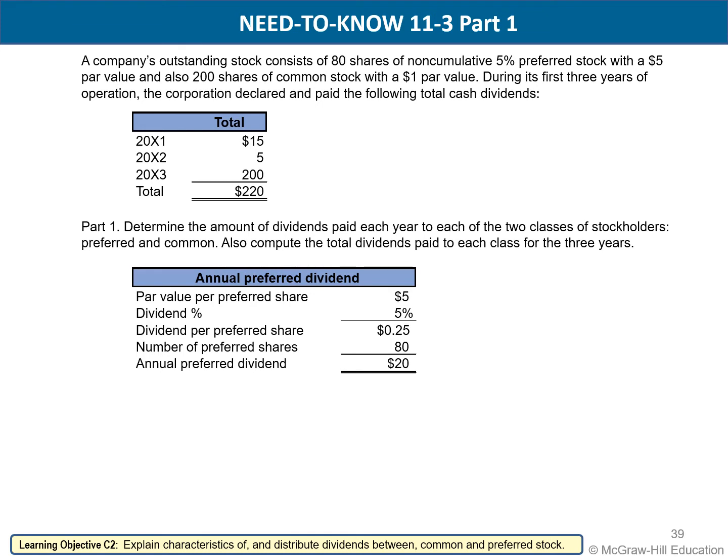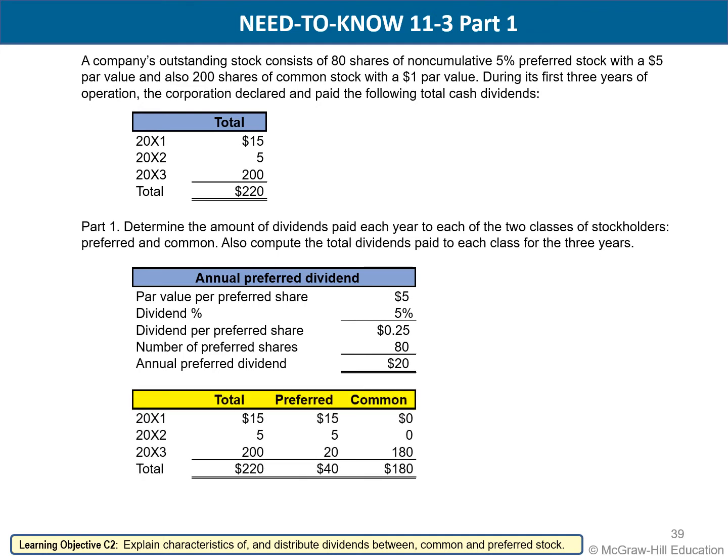And it's non-cumulative. So in year 1, we paid total dividends of $15. Well, if our annual preferred dividend is 20, all 15 of that's going to go to our preferred. Our common stockholders aren't going to get anything. Then in year 2, if we paid $5, again, all of it's going to go to our preferred. Preferred stockholders are paid first, and we have nothing left to pay our common.